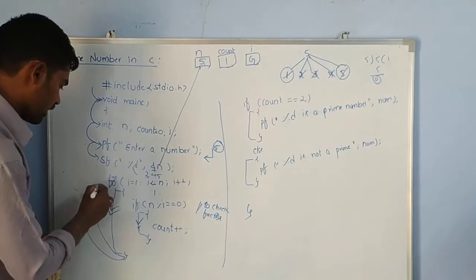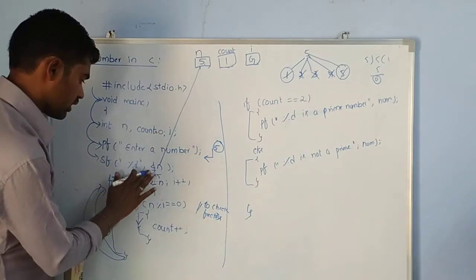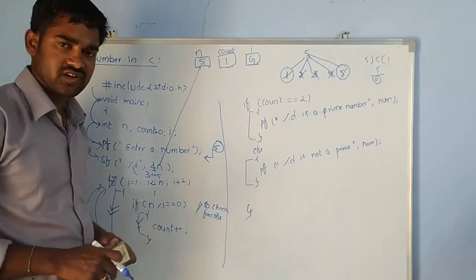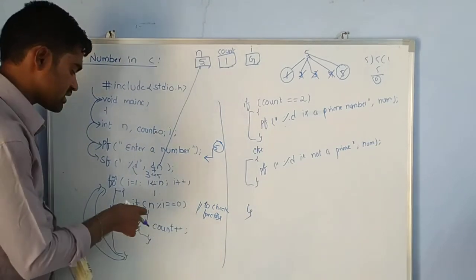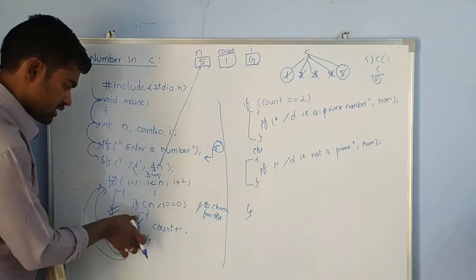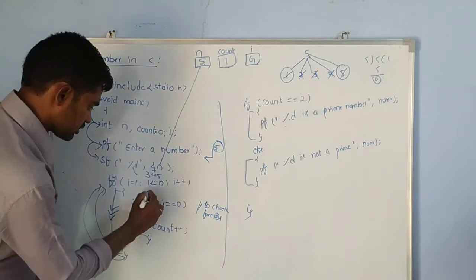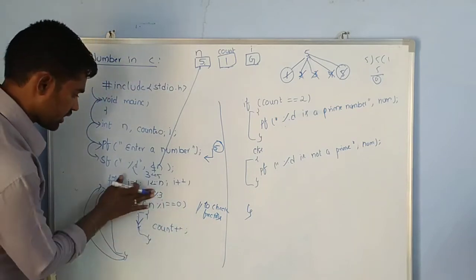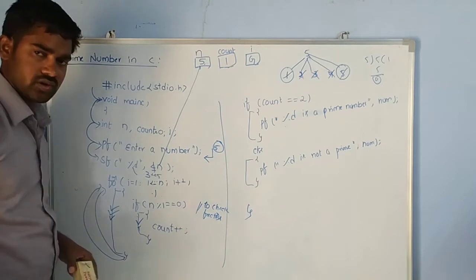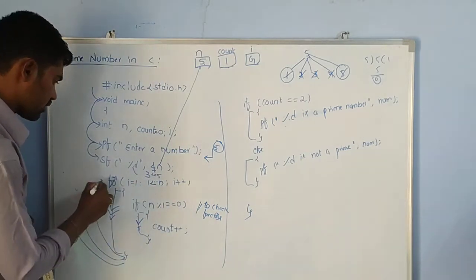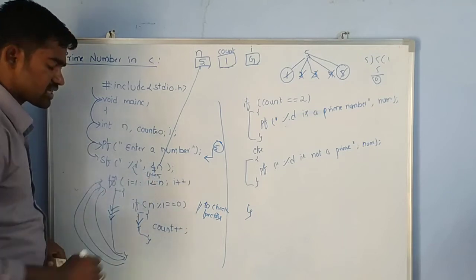Then the for loop gets incremented and i equals 3. 3 less than or equal to 5, the condition is true. So the loop body is executed. Here we have 5 % 3. The remainder is 1. Is 1 equal to 0? The condition is false. Again i gets incremented to 4. 4 is less than or equal to 5.